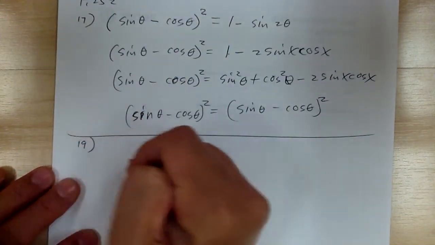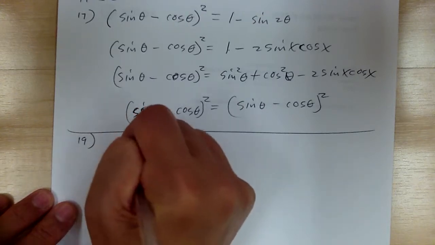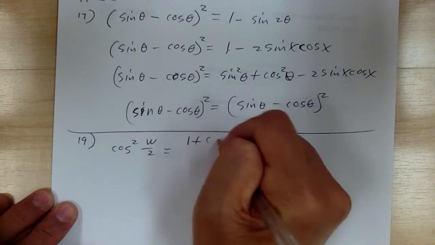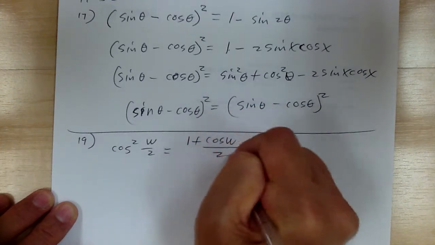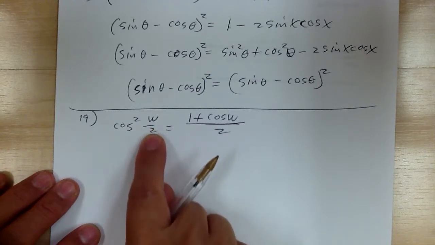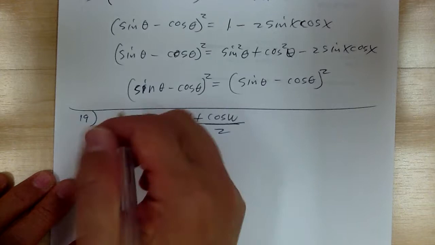Okay, let's go to 19. You got cosine square w over 2 equal to 1 plus cosine w over 2. So this side is more complicated because the inside is half, right? So this is the half angle formula. So you want to change this side. So go and change that.